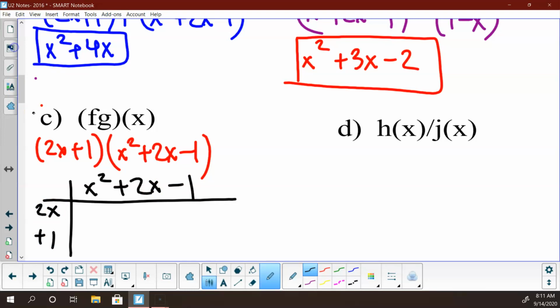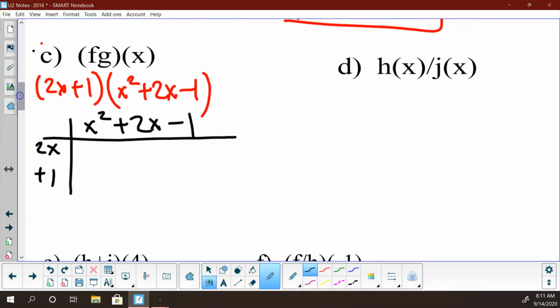This looks like a Punnett square from biology. You just go rows by columns, that's it. So 2x cubed plus 4x squared minus 2x, and then it's just 1.